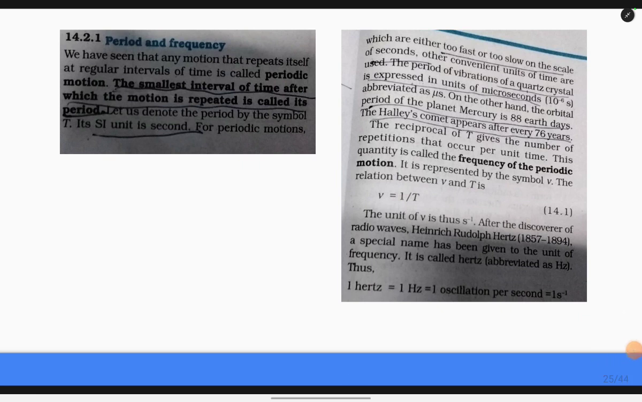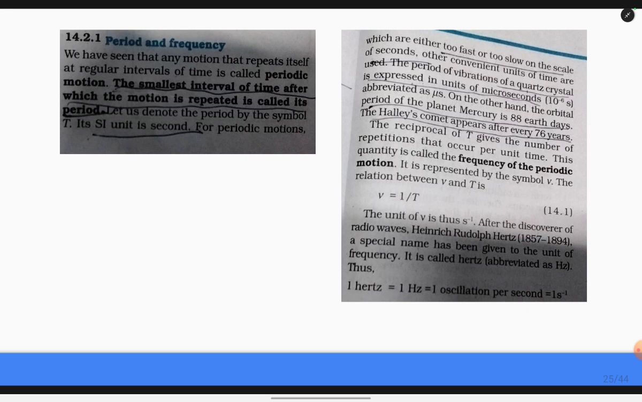Let us study period and frequency in NCERT. The smallest interval of time after which the motion is repeated is called its period. Highlight that point. And on the next page, periodic motions which are either too fast or too slow on the scale of seconds, other convenient units of time are also used. For example, quartz crystal. Second example is the orbital period of planet Mercury, and third one is Halley's Comet.